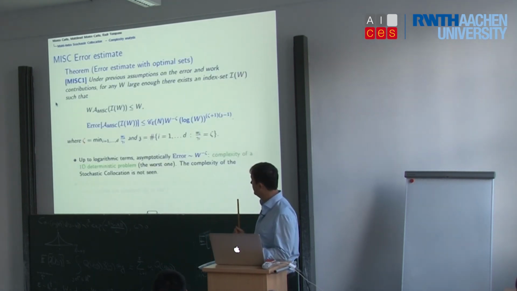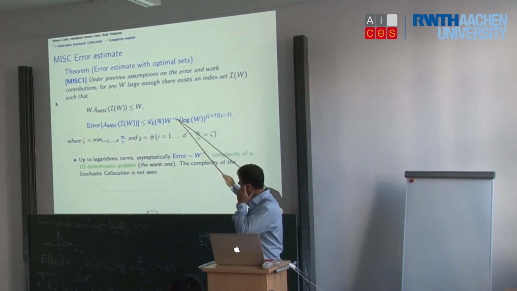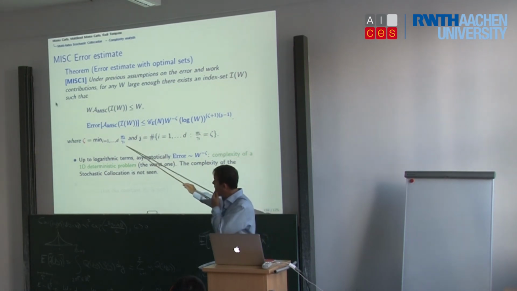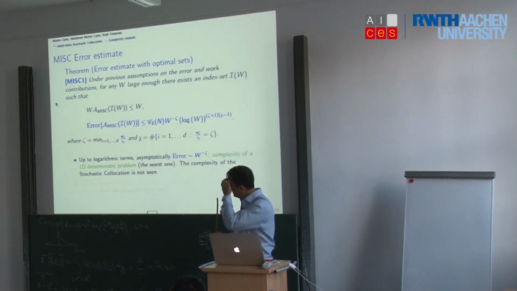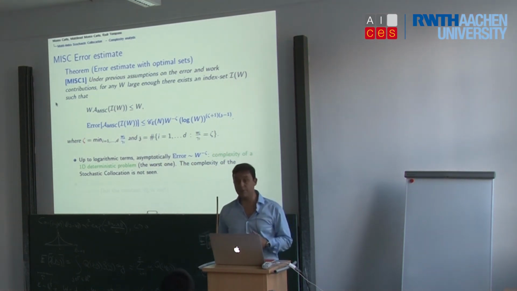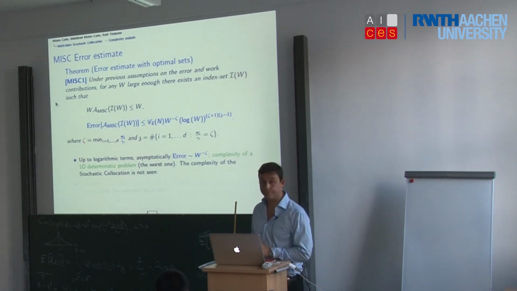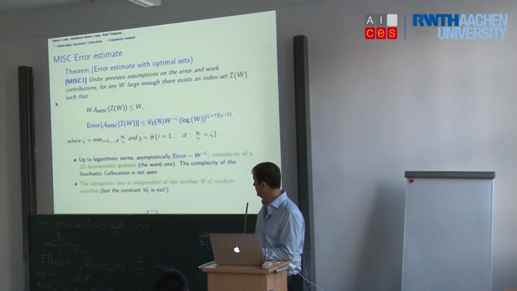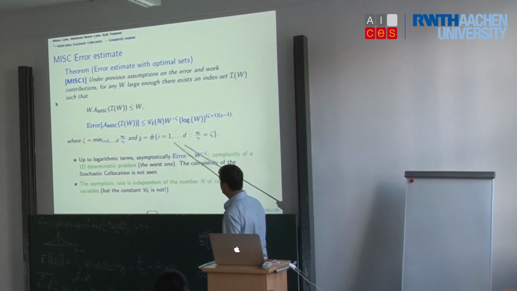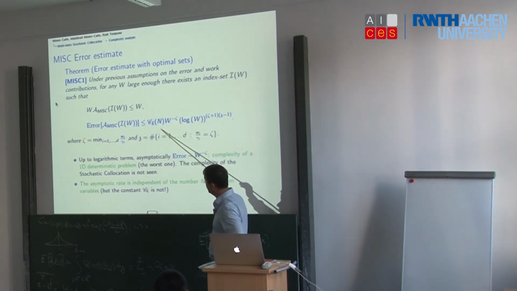And you can show a result now on error estimates with respect to work, where this gamma now, at least if you work in finite dimensions, is not constrained below by 1/2. It is just related to the convergence rate of the finite element. So the finite element is the one that is constraining the convergence now, not the stochastic direction anymore.